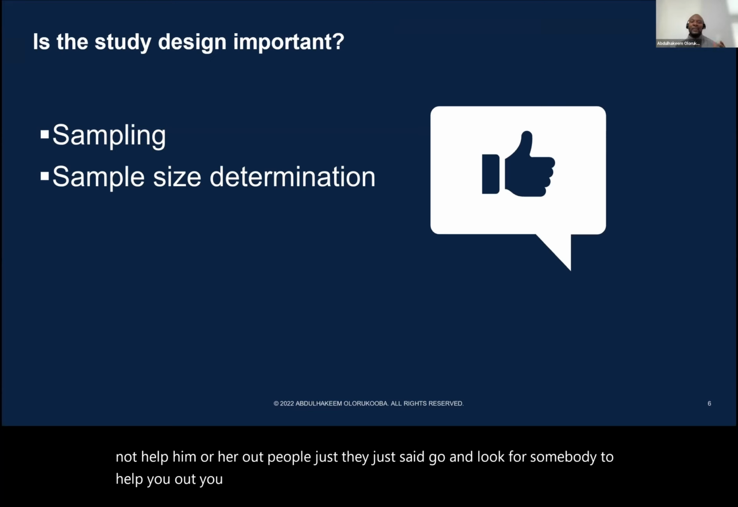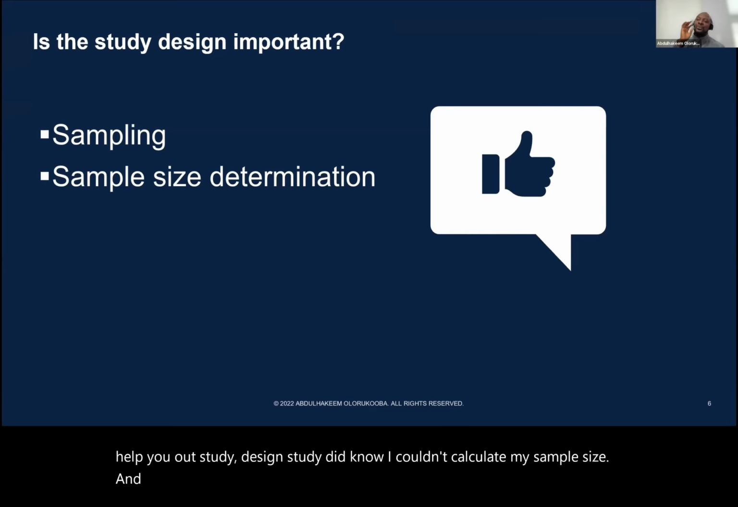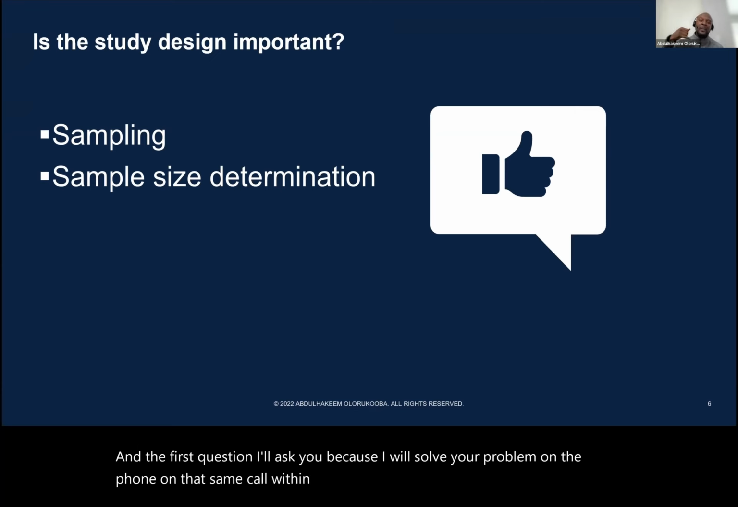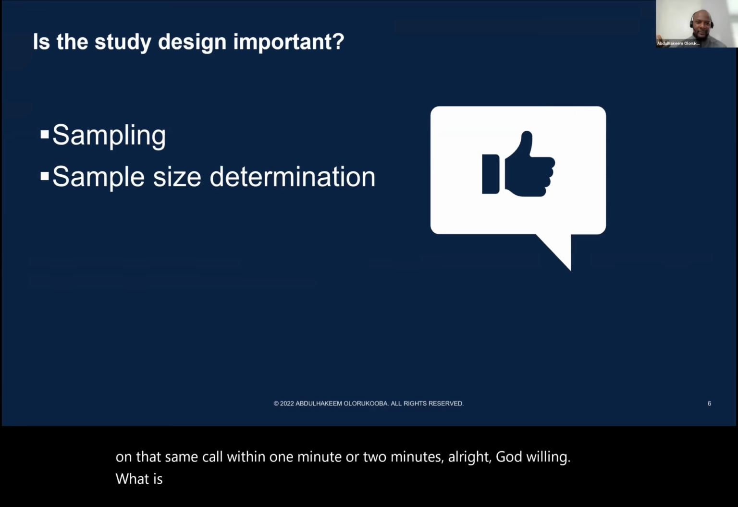They say, I couldn't calculate my sample size. And the first question I'll ask is, what is your study design? Because I'll solve your problem on the phone, on that same call, within 1 or 2 minutes, God willing.